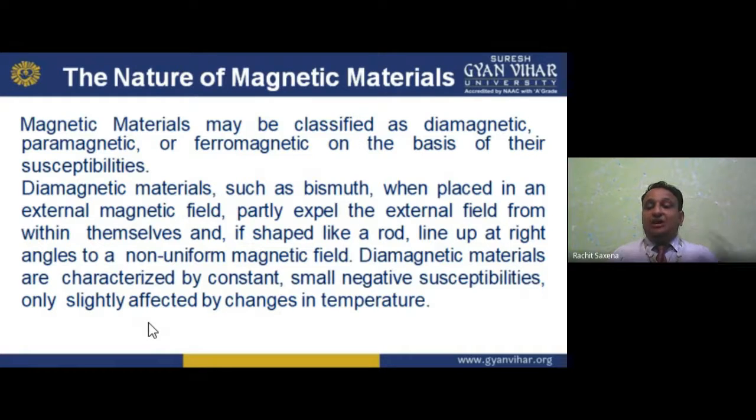And if shaped like a rod, it lines up at right angles to a non-uniform magnetic field. So we can say it is diamagnetic. Diamagnetic materials are characterized by small negative susceptibilities, and are only slightly affected by changes in temperature. So I hope you understand.